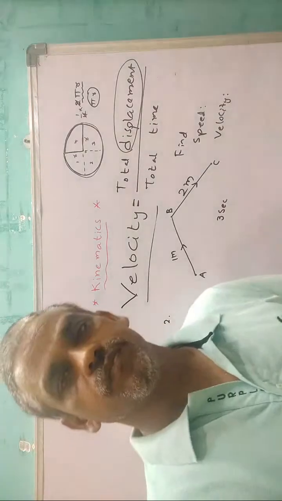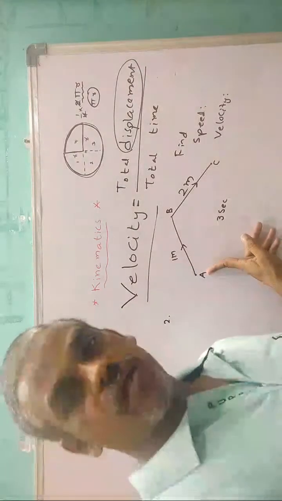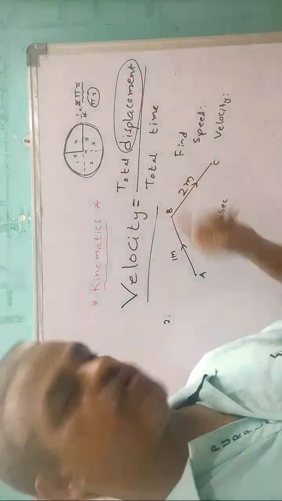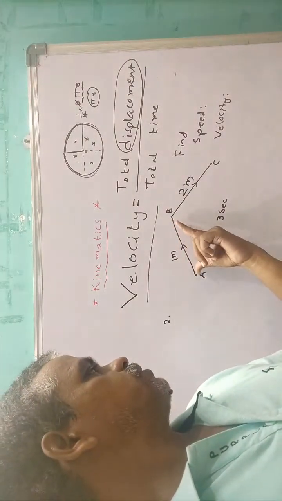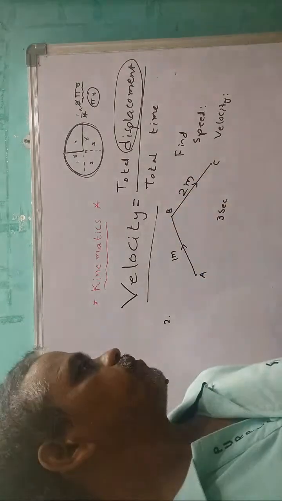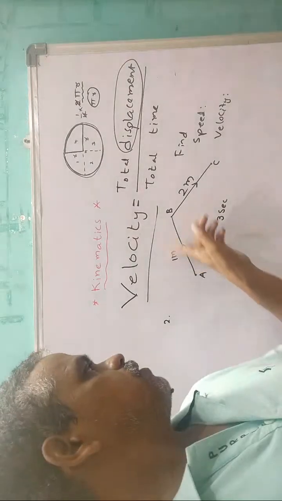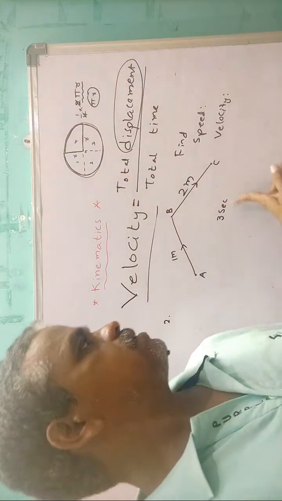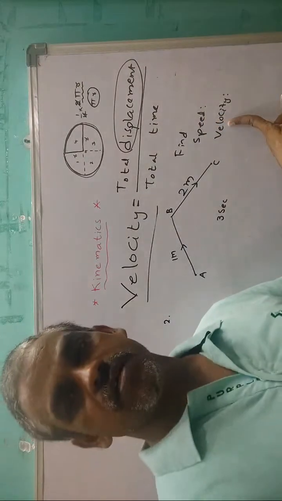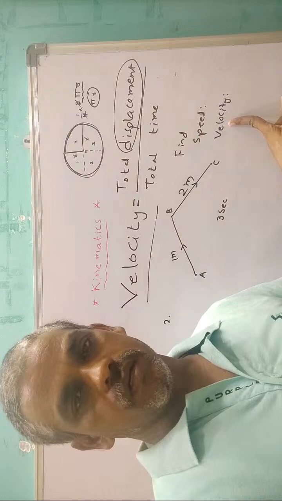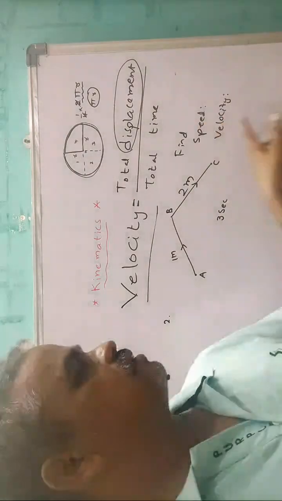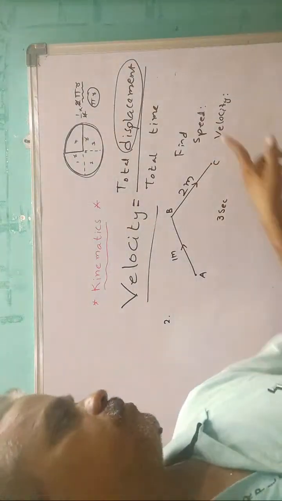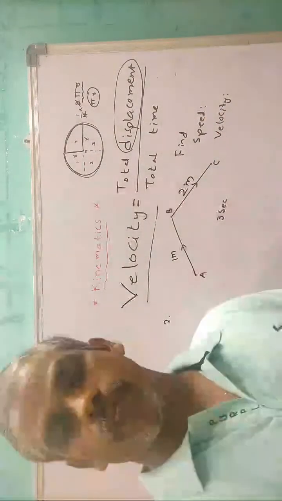See, my question is, look here, a particle starts from A, reaches B and finally reaches C, crossing B. The path length A to B is 1 meter, B to C is 2 meters. So the particle covered this total distance in 3 seconds. My question is, find the speed of that particle and find the velocity of that particle. First copy the problem, find speed and velocity.